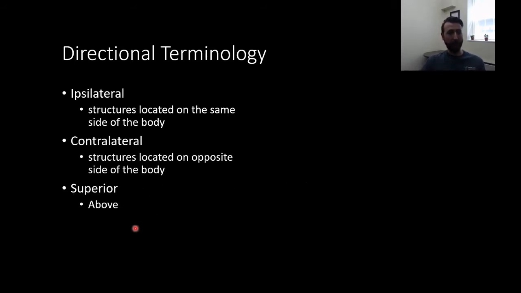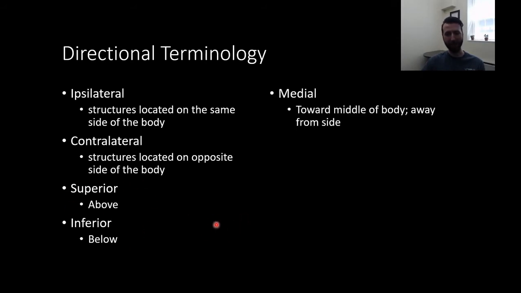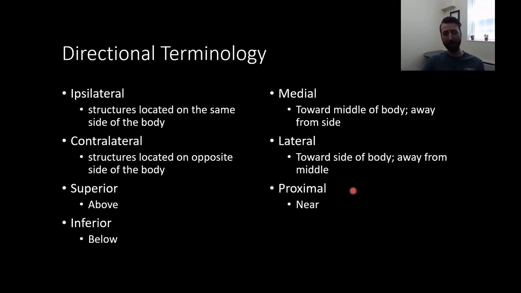Superior just means above, and inferior means below. So it's not a value judgment. Like the superior colliculus is not better than the inferior colliculus. It just means it's located above. Medial means toward the middle of the body or away from the side. Lateral means towards the side of the body or away from the middle. Proximal means near, and distal means far. Those are just sort of relative terms.